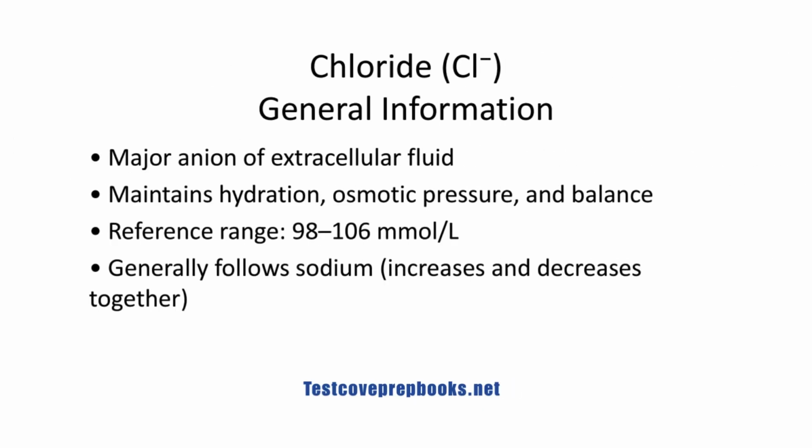Chloride is a major anion of extracellular fluid. It plays a vital role in maintaining hydration, osmotic pressure, and the normal balance between anions and cations in the body. The normal reference range for chloride is between 98 and 106 millimoles per liter. In most cases, chloride levels increase or decrease in the same direction as sodium.